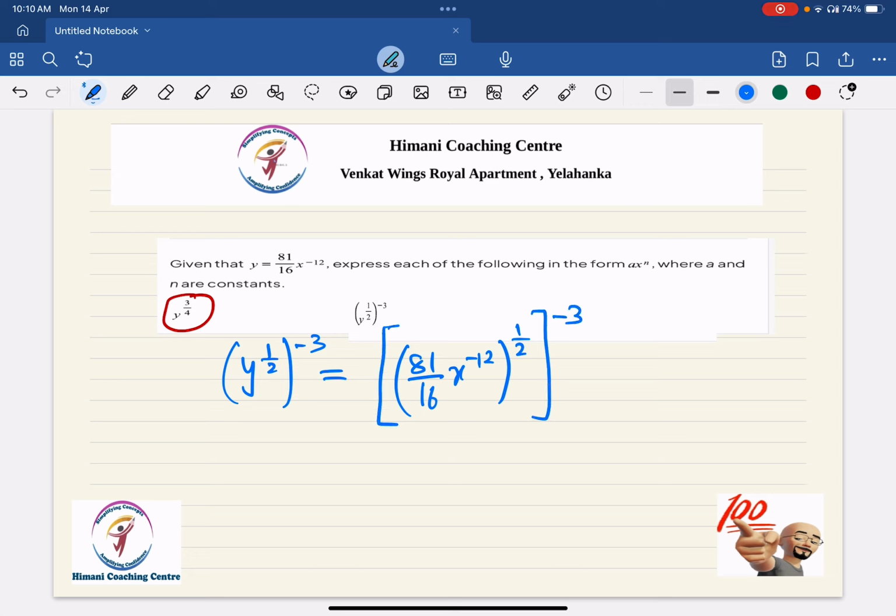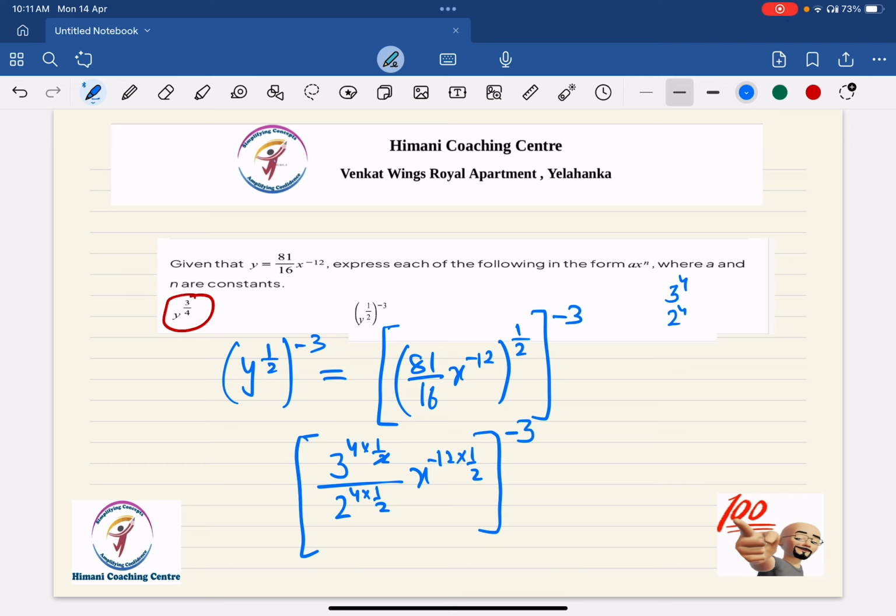Okay, now because we have a power of half, we have to express 81. If you want to express it as 3 to the power 4, that is also okay, and 2 to the power 4. Let's do the same. So what will we get? We will get 3 to the power 4 to the power half by 2 to the power 4 to the power half, x to the power minus 12 times half, and this whole has a power of minus 3.